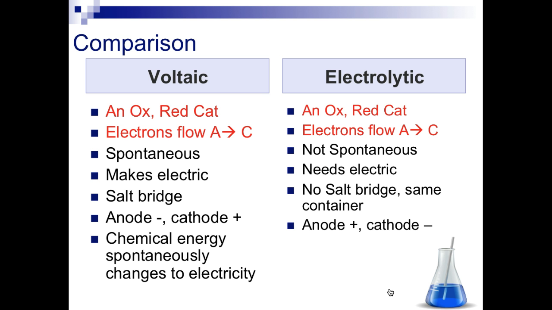In a voltaic cell, chemical energy spontaneously changes to electricity, and in an electrolytic cell, electrical energy changes into chemical energy. This is a good compare and contrast. What is the difference? What is the same between the two?